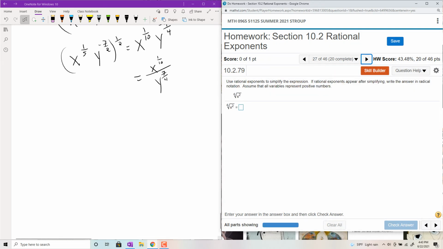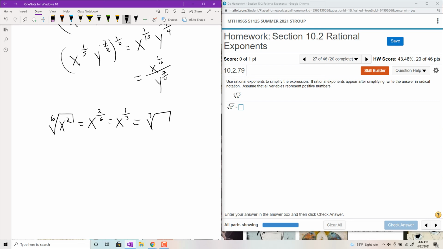Okay, use rational exponents to simplify the expression. This is one of those ones where you have to write the answer in radical notation, if possible. Okay, so rewrite this as x to the 2/6, which is the same as x to the 1/3, but you can't write that as your answer because it says write the answer in radical notation. So you have to rewrite it as the cube root of x.